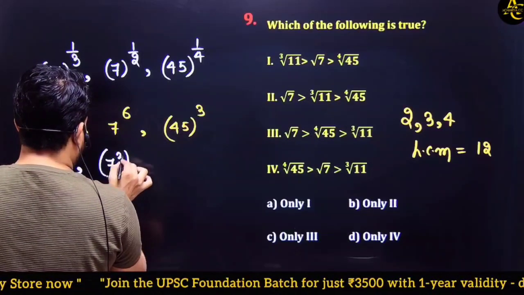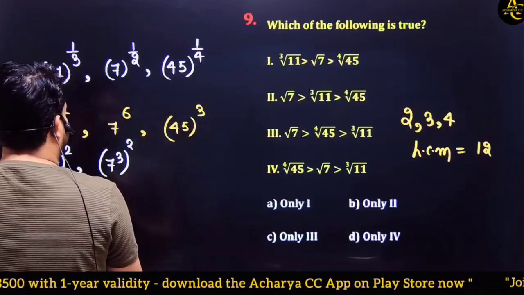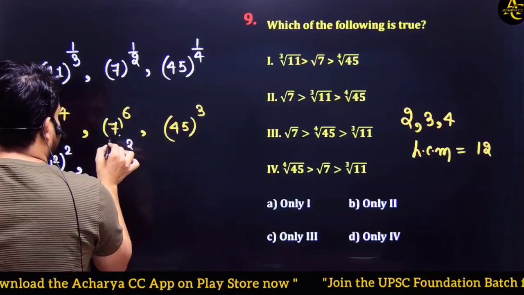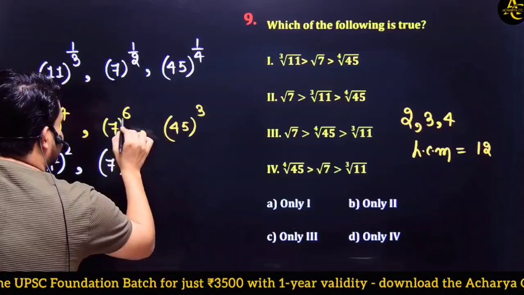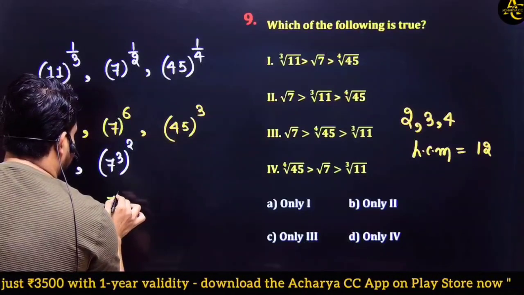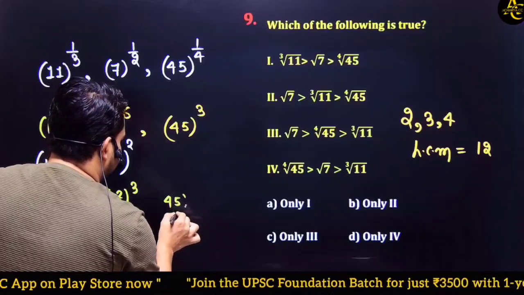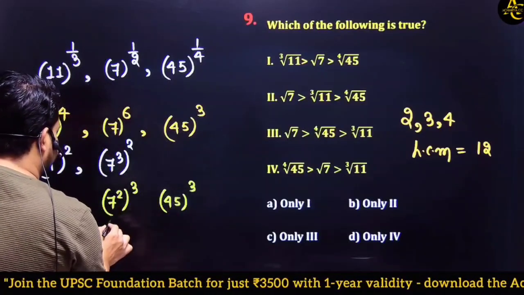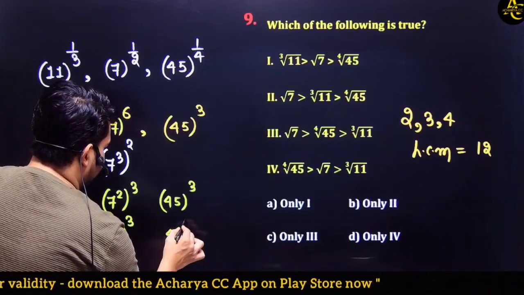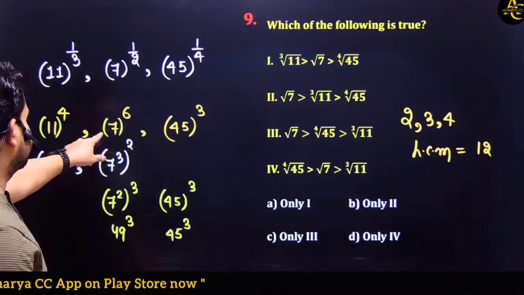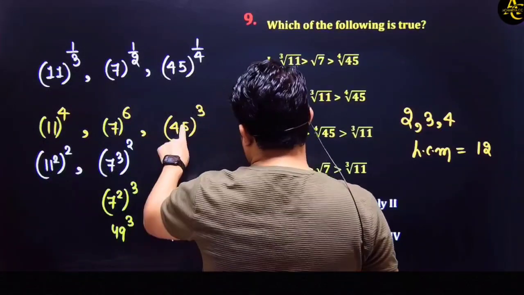cube whole square. If I have to compare these two numbers, I have to just take the HCF of these numbers, so I can compare them. Their HCF is 3. I can write it as 7 square cube, and it is 45 cube. So it is 49 cube and 45 cube. So this one is larger, and this option will be eliminated. This one is smaller than this one.